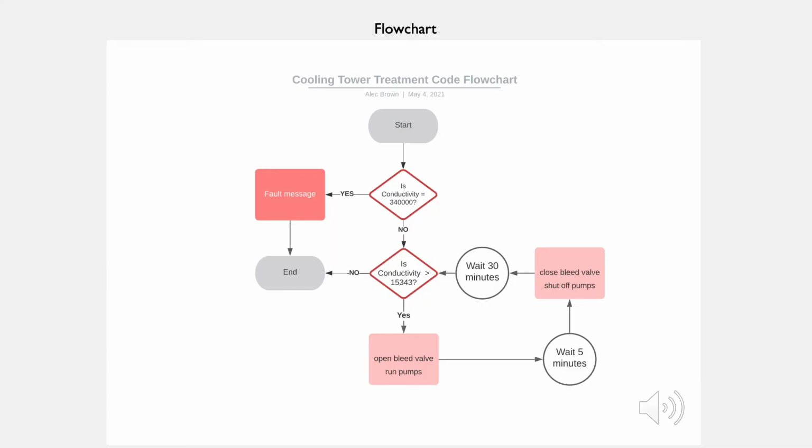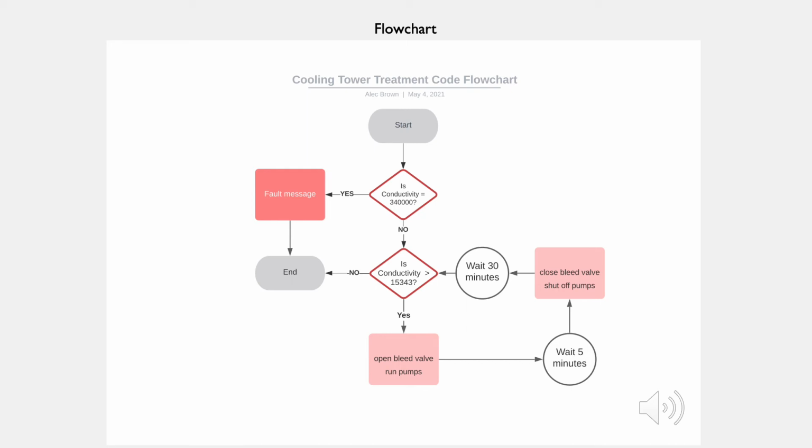And so here's a basic flowchart of my program. Pretty simple. From the start of the program, it's going to check if the conductivity transmitter is giving off a 22.5 milliamp signal. If it is, it's going to generate a fault. If it's not, then it's going to check if the conductivity is greater than 1,000 microsiemens per centimeter. And if it is, it's going to open the bleed valve and run the chemical pumps.